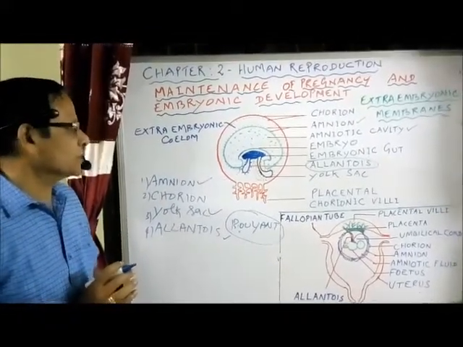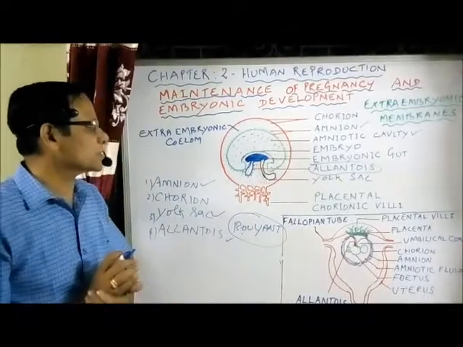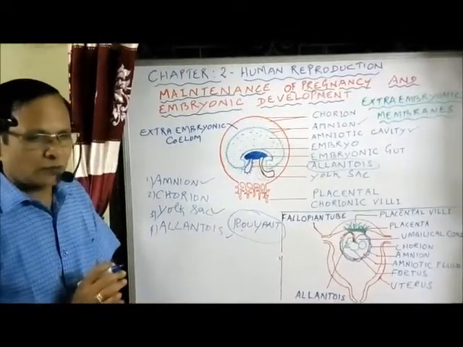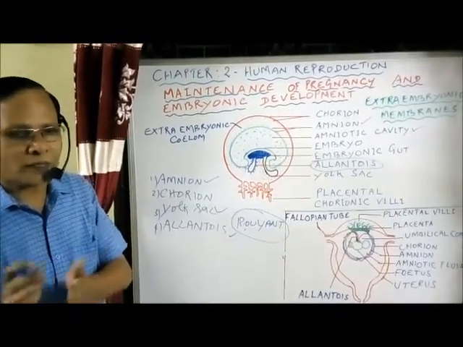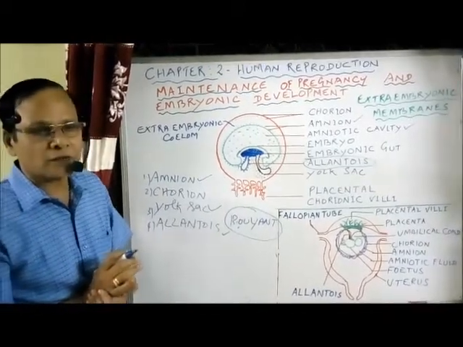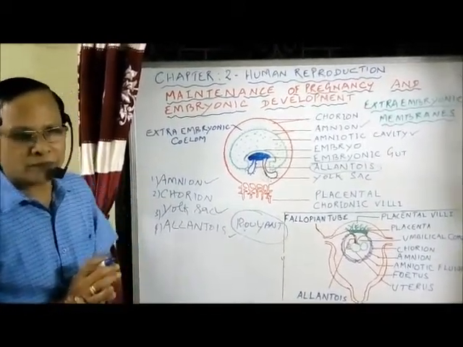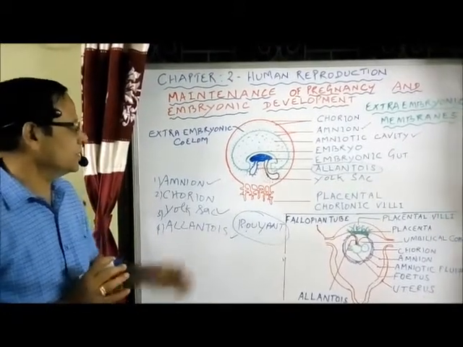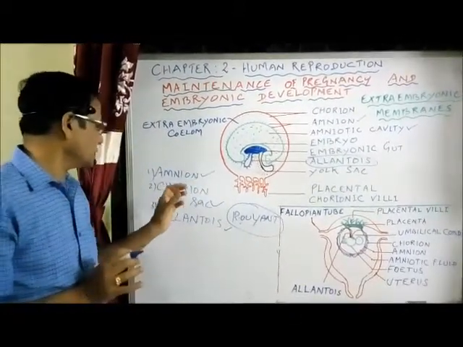Second function, this allantois is also responsible for the formation of the urinary bladder. That's why sometimes it is aptly called the kidney of the early embryo. So, what we have is the allantois.